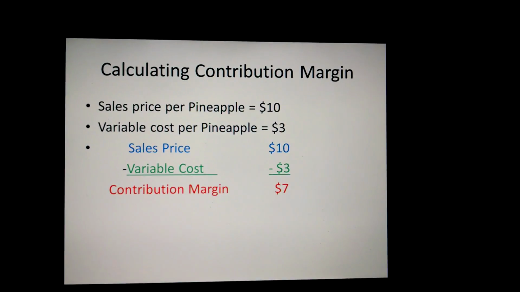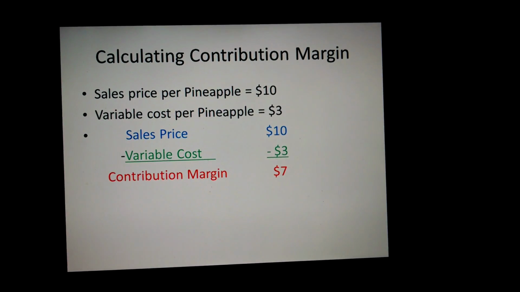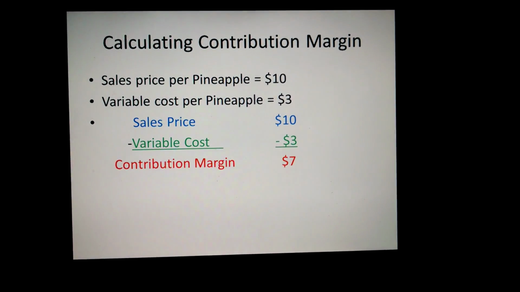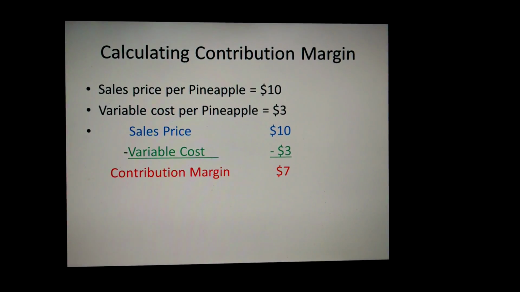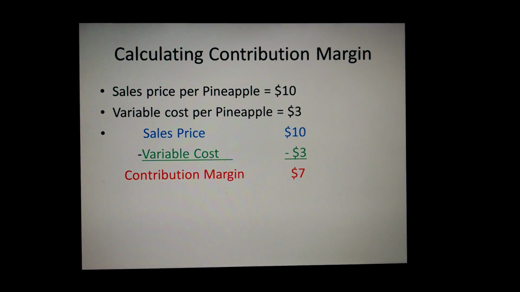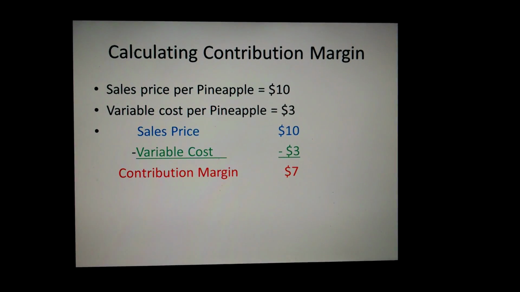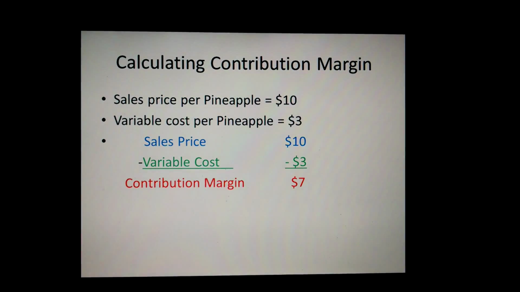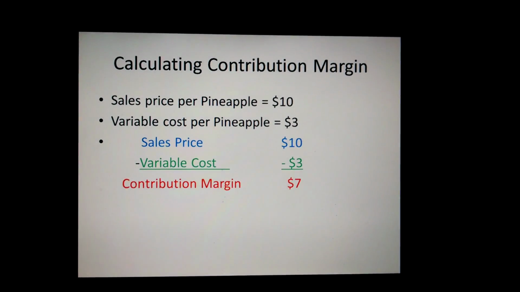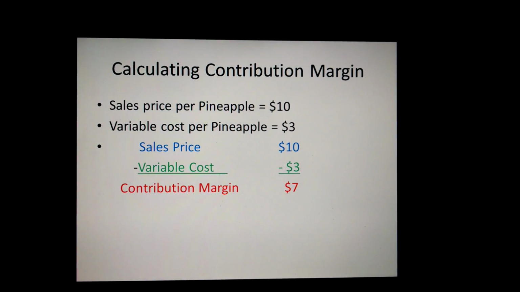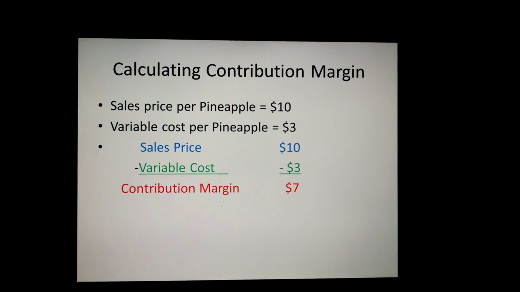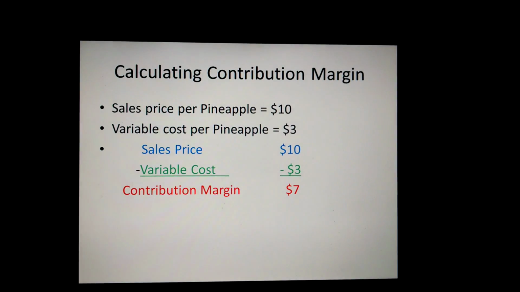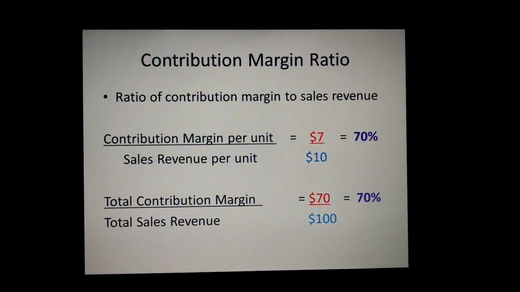So just quick here, calculating the contribution margin is your sales price over your variable cost. So say you're selling pineapples, your price is $10 a pineapple and your variable cost is $3 a pineapple. So if you're selling it for $10 and they cost you $3, your contribution margin is going to be $7.